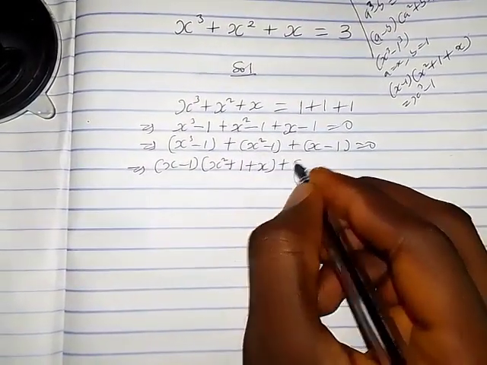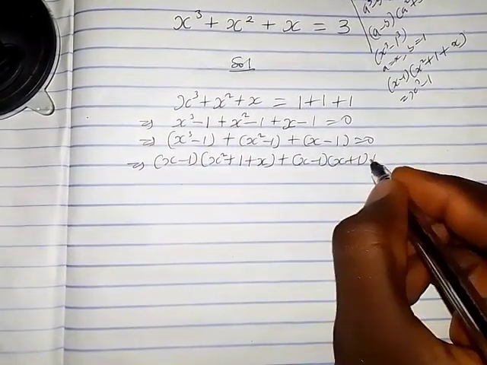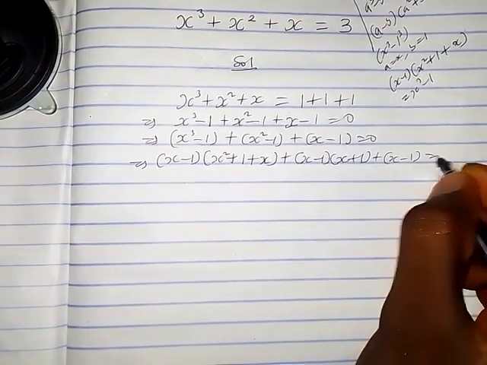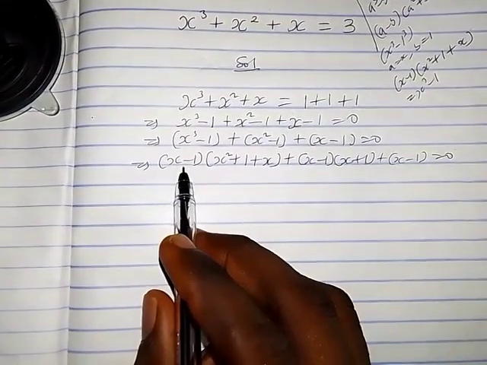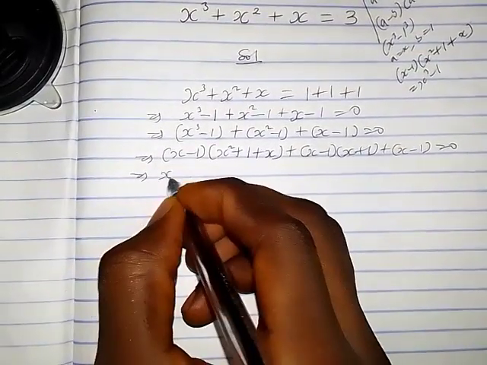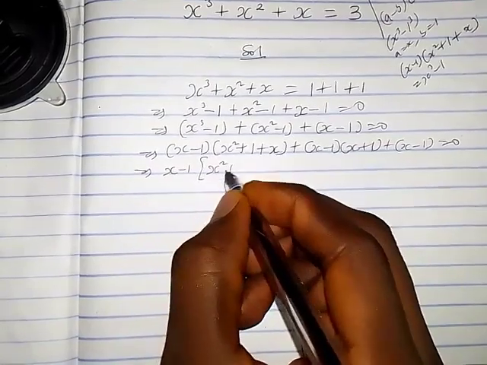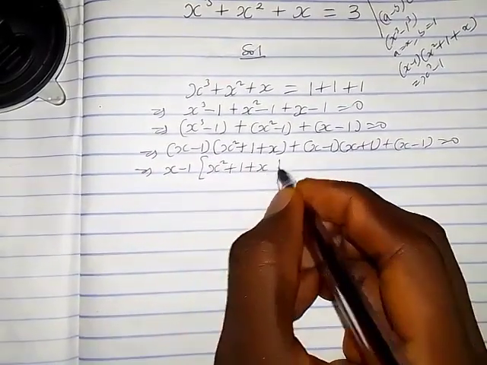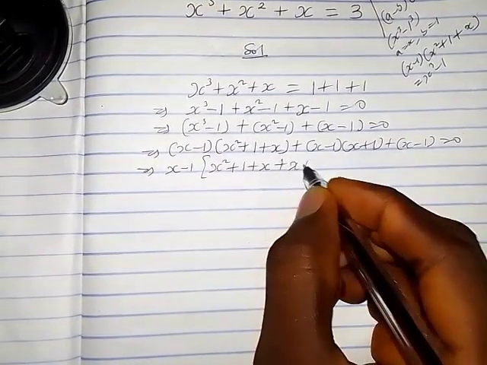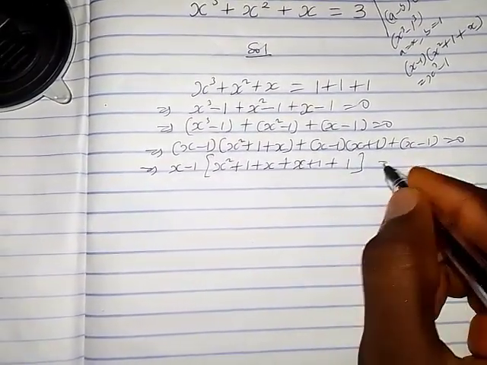This is a difference of two squares. So we have x minus 1 times x plus 1, plus x minus 1 equals 0. So in this case, x minus 1 is common, so we can pull it out. When we pull it out, we are going to obtain x minus 1 into this guy, x squared plus 1 plus x plus 1, plus this is 1, equals 0.